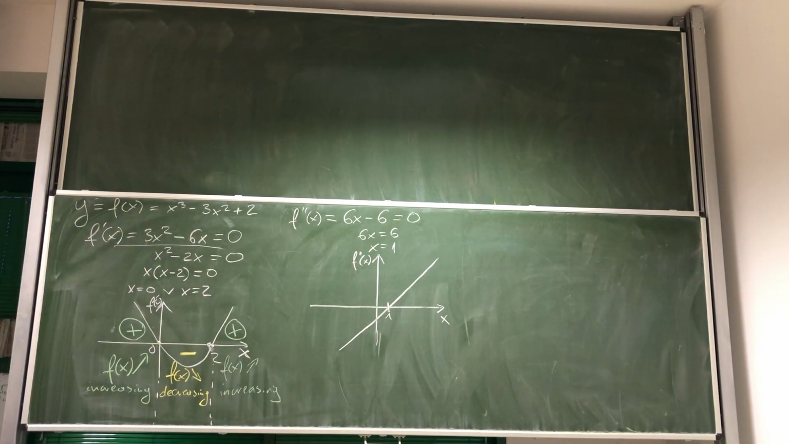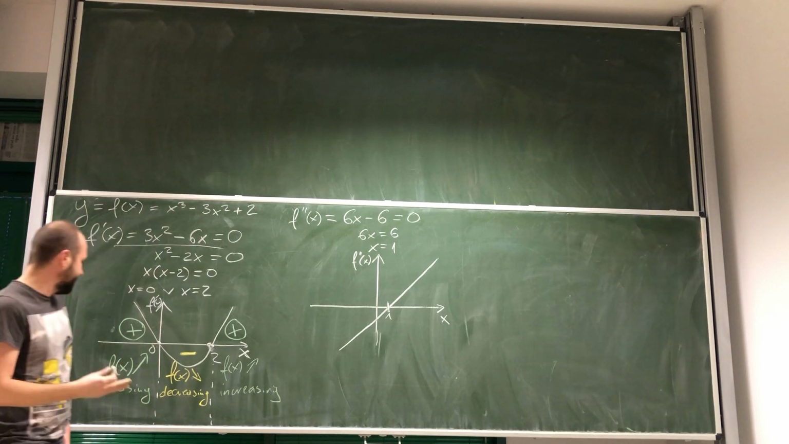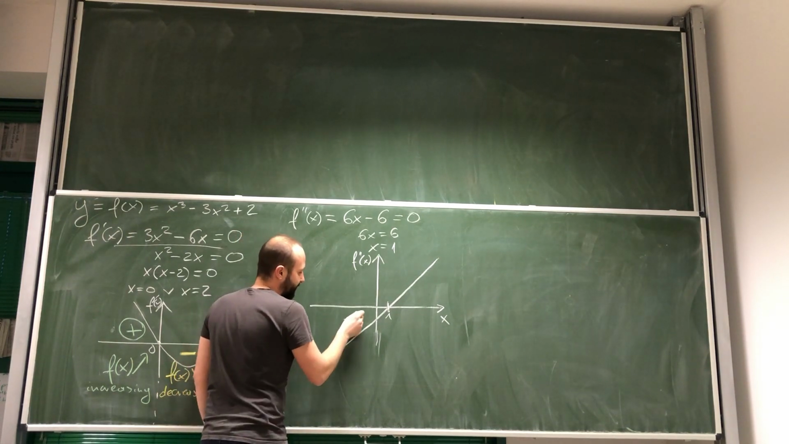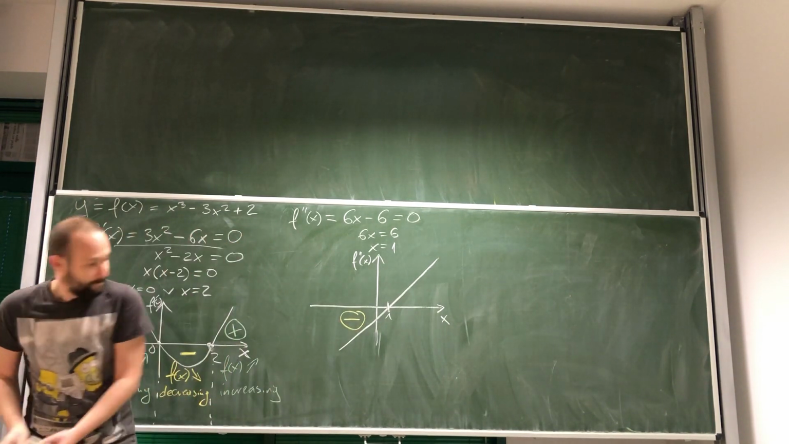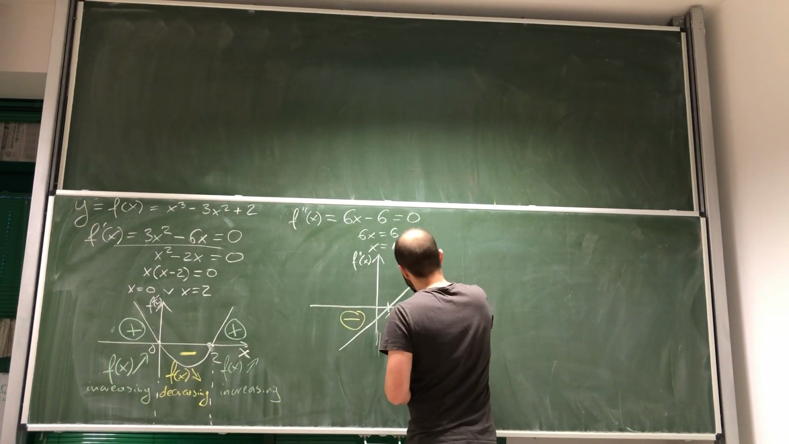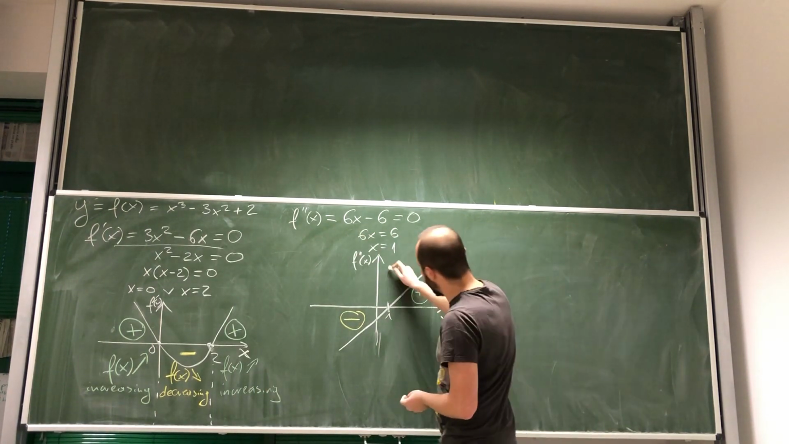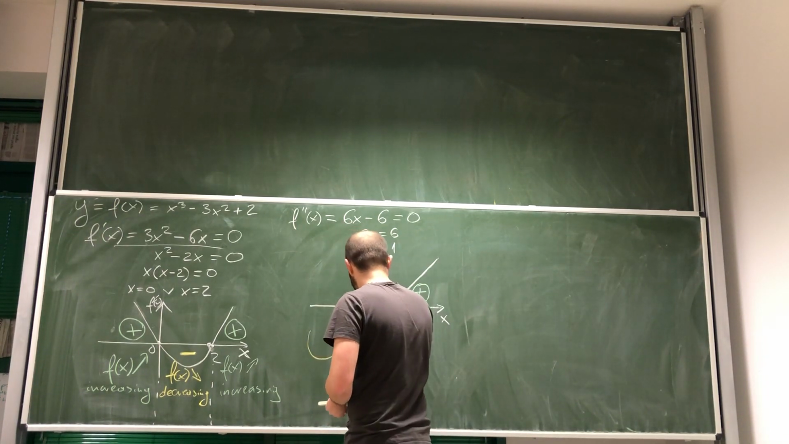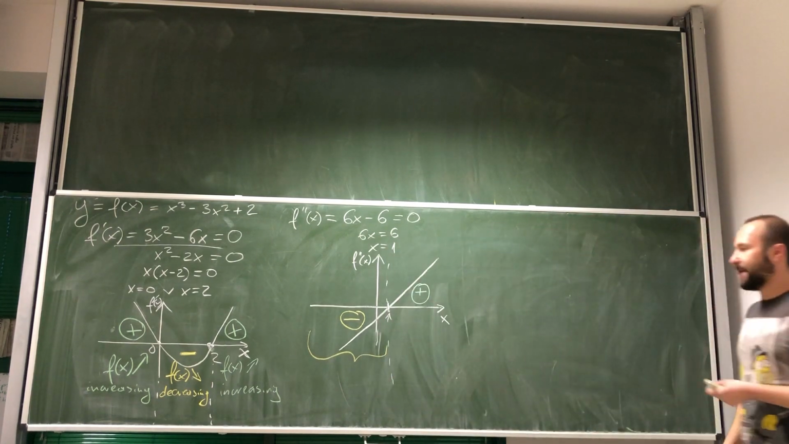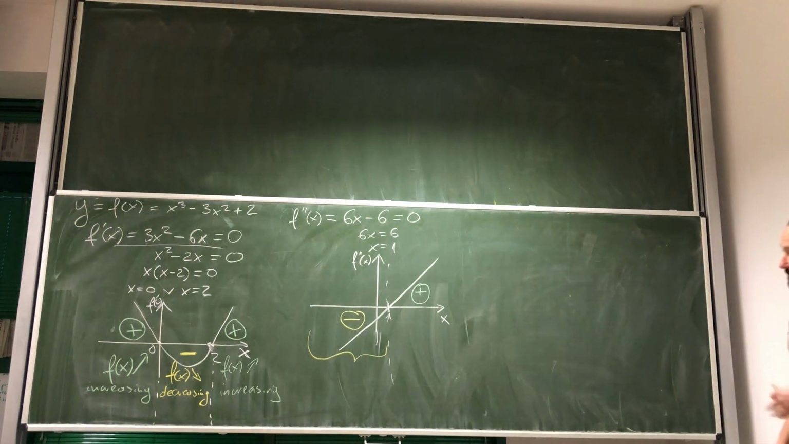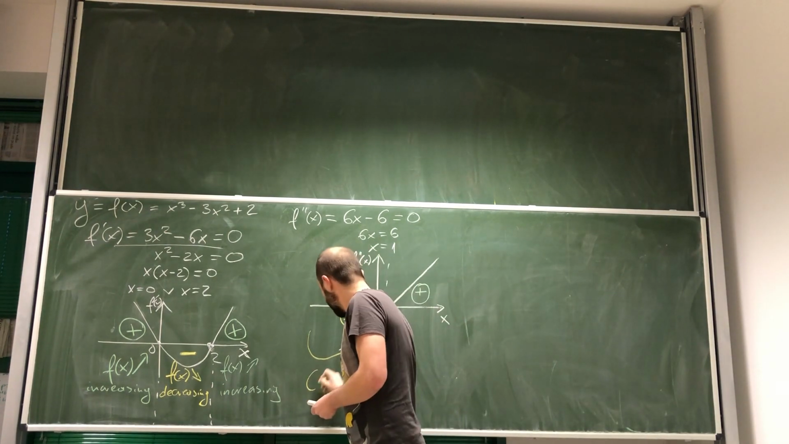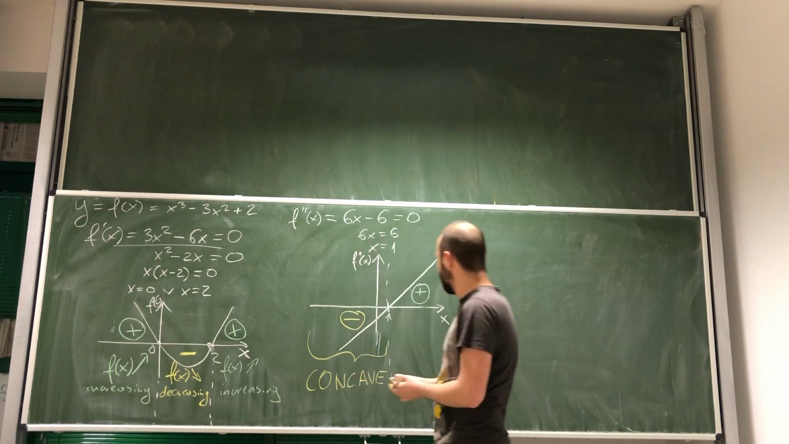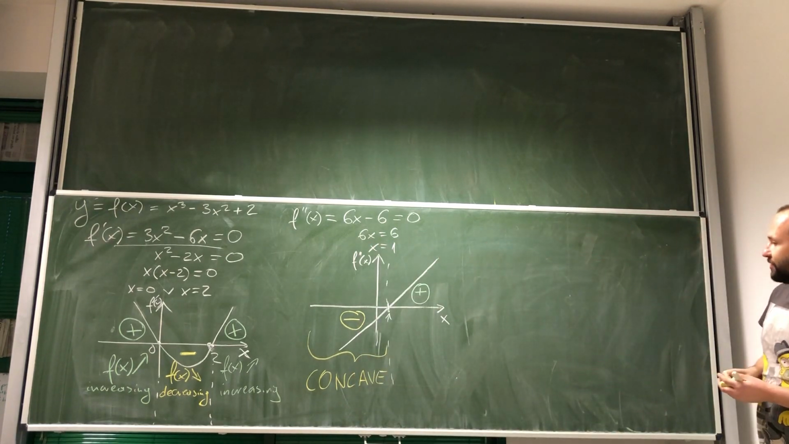Okay, so now we see that this function, our second derivative, is negative over here, and it is positive over here. What does that mean? Well, this means that over here, our function has negative acceleration. What does it mean? Of course, it needs to be concave.